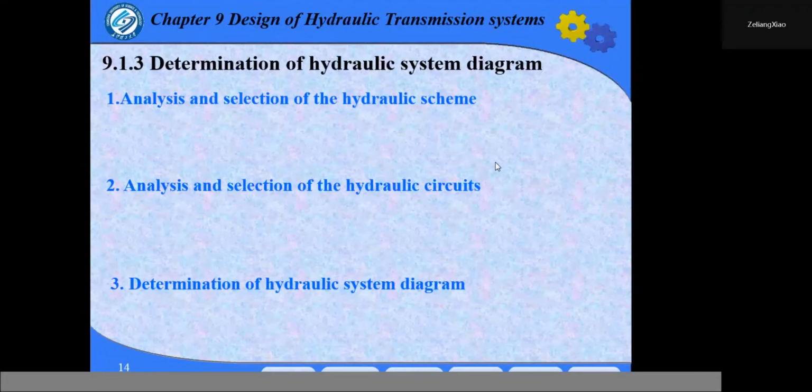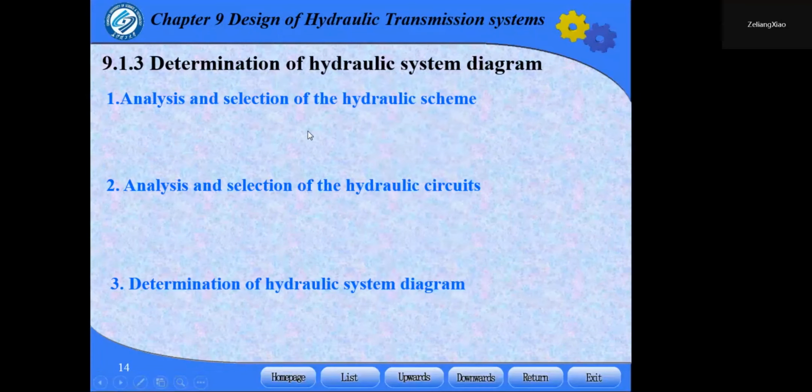Analysis and selection of the hydraulic source. It includes the determination of the oil source and the actuators, the speed regulating method, and the oil line circulation mode. Second, analysis and selection of the hydraulic circuit.